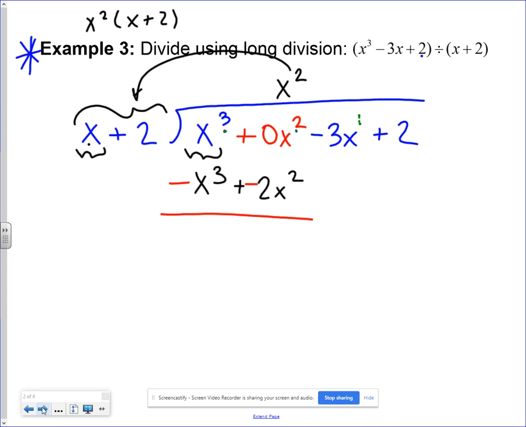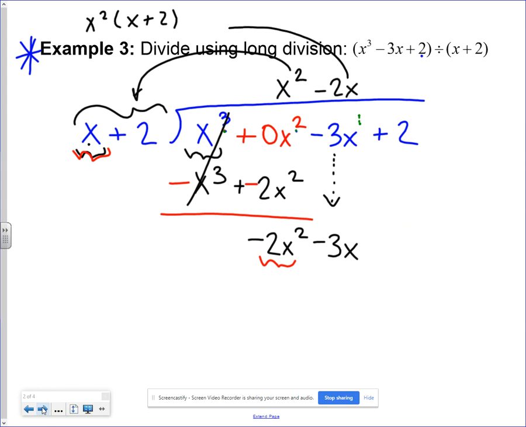The way we set up, this first term will always cancel out. So 0 minus 2 is negative 2. So we get negative 2x squared. And then I'm going to drop down the negative 3x. So now I've got to take something times this x to make it match negative 2x squared. What do you take times x to make negative 2x squared? Negative 2x. So negative 2x times x is negative 2x squared. Negative 2x times positive 2 would be negative 4x.